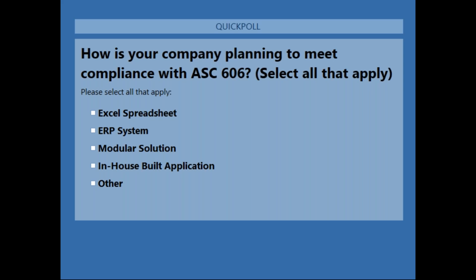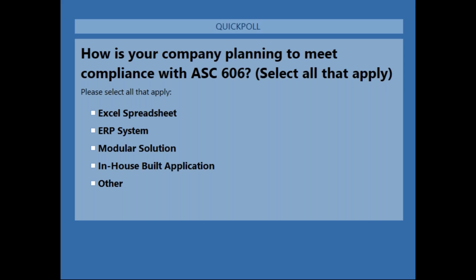All right, so how is your company planning to meet compliance with ASC 606? Excel spreadsheet, an ERP system, a modular solution, or build an in-house solution, maybe something else? Again, we talked about the in-house built application that Tim was using before that he helped build. We've talked about the modular solution. We've talked about ERP. We haven't talked a lot about Excel spreadsheets. It looks like from the answers you guys are using those, and I'll close the poll here in a second. But I actually wrote a blog post on how to avoid Excel spreadsheets, which I will share with you all at the end.